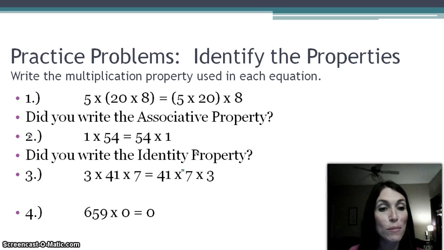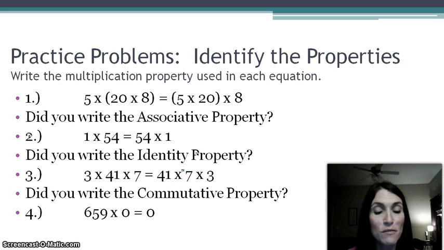Let's take a look at problem number 3. 3 times 41 times 7 is equal to 41 times 7 times 3. Please write your answer and then check. Did you write the commutative property? If you did, that is correct. We just changed the order of the factors in that equation.